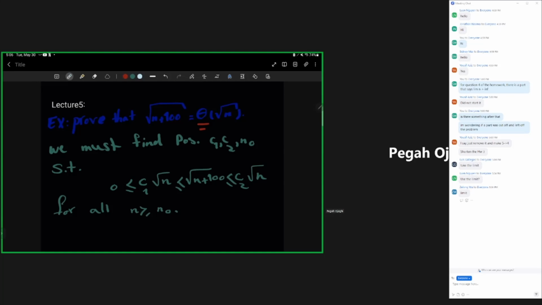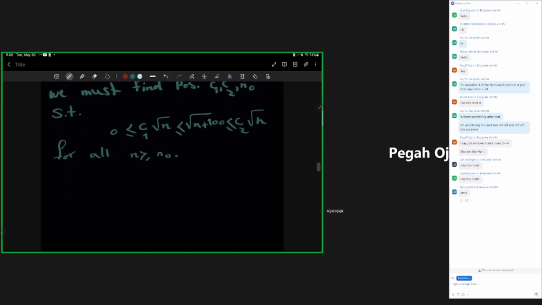Yes, exactly. Okay, let's see if I can do something. Let's consider C1 to be 1. We could do C1 as 1 and C2 to be 10, and n naught to be 0. N naught should be greater than 0? Sure. Okay, and C2 could be 10. Okay, let's try it out. C2 to be 10 and n naught equal to 0? Yep. Okay, then how do you write it?